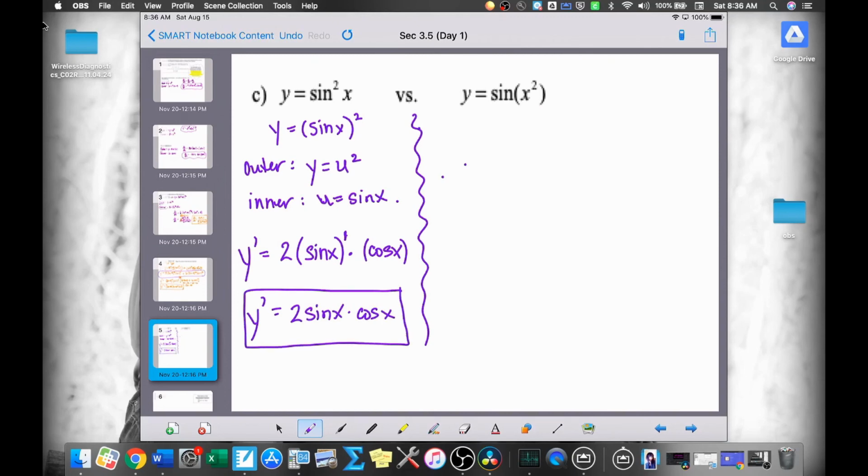All right, now sine of x squared, that's different, because now my outer function is just y equals sine of u, and my inner function is u equals x squared.